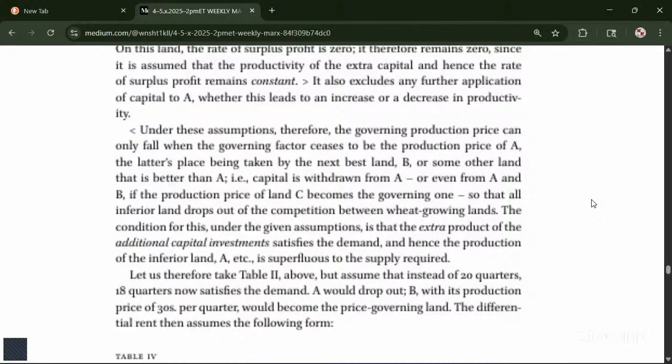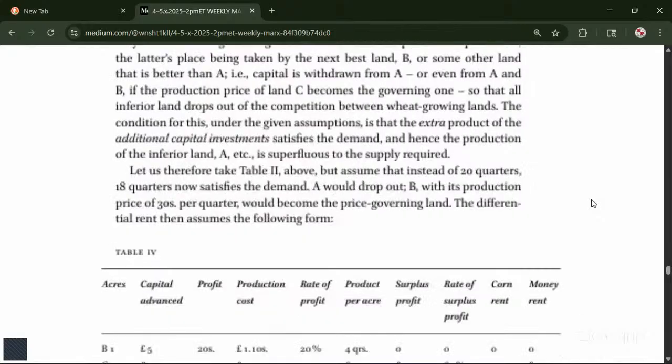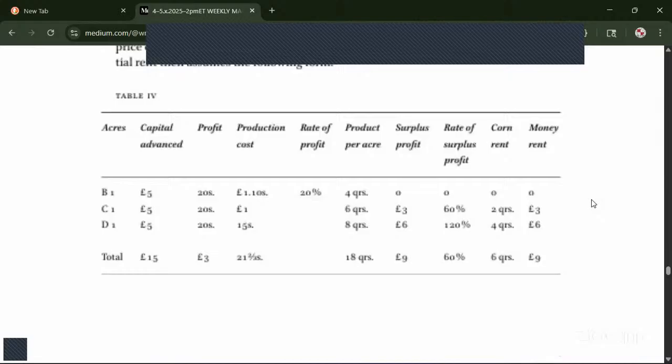Let us therefore take table 2 above, but assume that instead of 20 quarters, 18 quarters now satisfies the demand. A would drop out, with its production price of 30 shillings per quarter, and B would become the price governing land. The differential rent then assumes the following form. This is table 4. And yes, you can see where it zeroes out, etc.